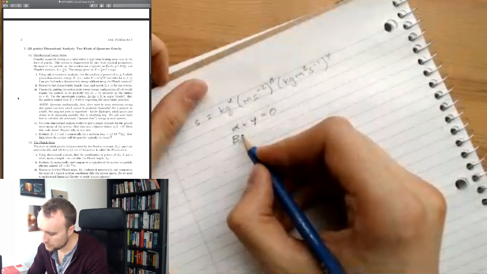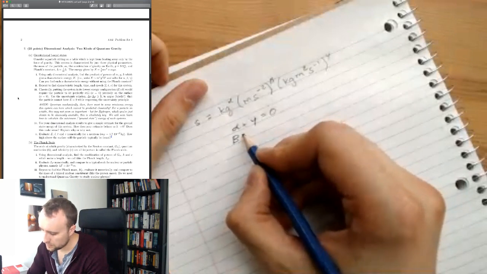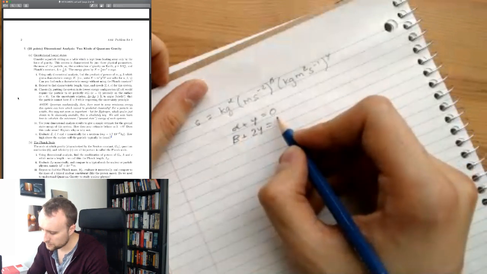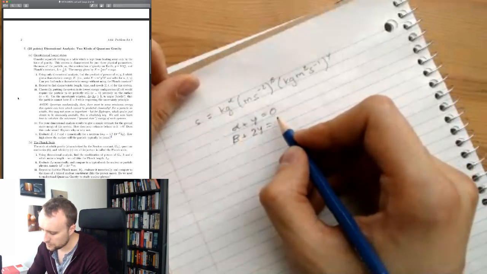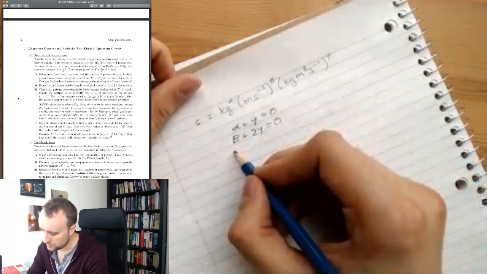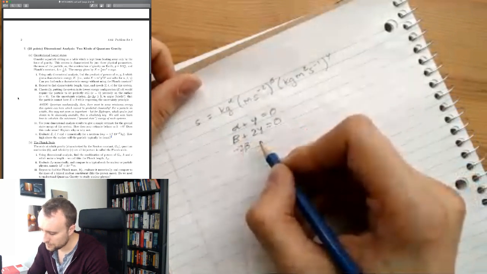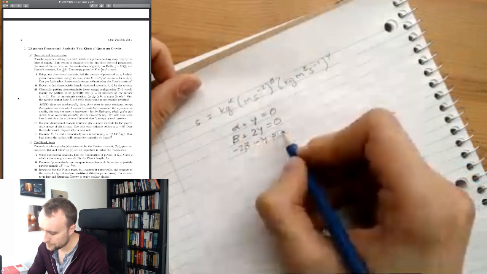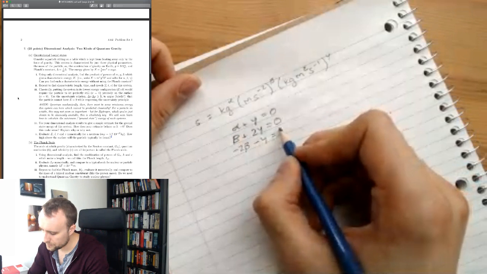Beta plus 2 equal to 0, and minus 2 beta. Did I get those things right there? Yeah.